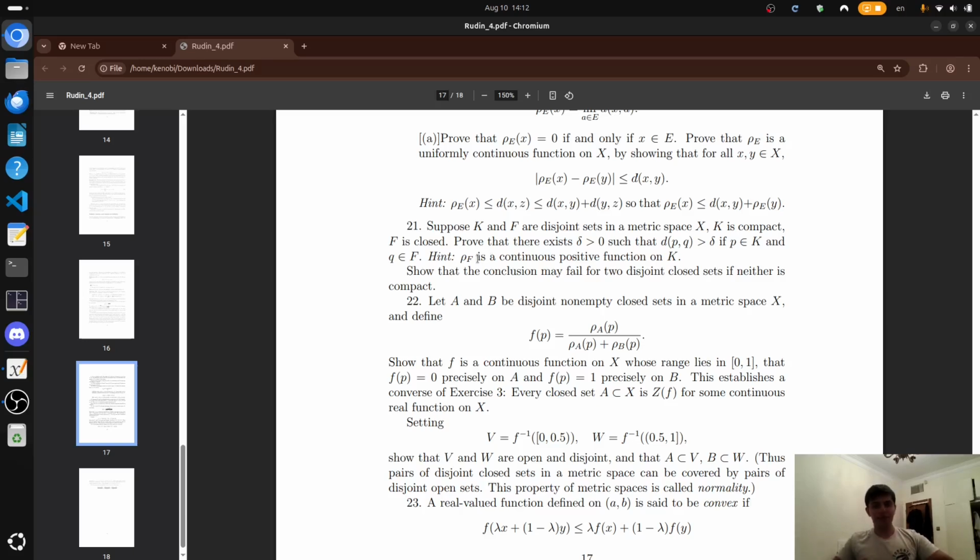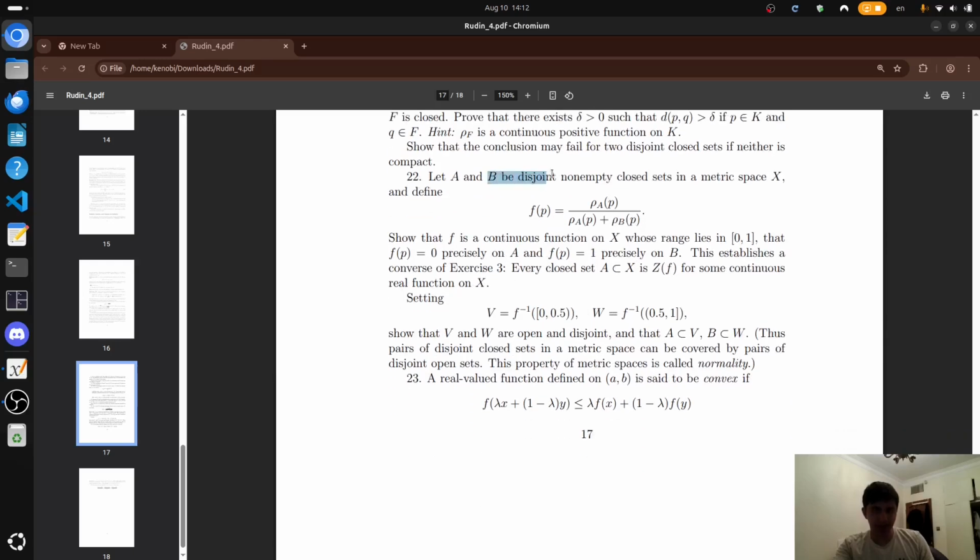Basically the strategy of the proof here is that there's a minimum distance between these two sets. To prove this, we know that the distance from F to some point is continuous, and we know it's always greater than 0, so that means there exists some delta greater than 0 such that this works, and they're disjoint, so it must be greater than 0. And if it's not disjoint, then you can show with a counterexample that it doesn't work.